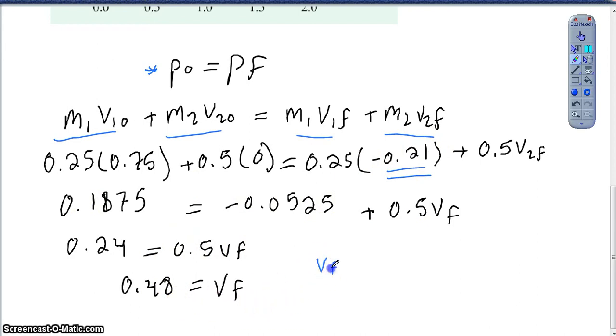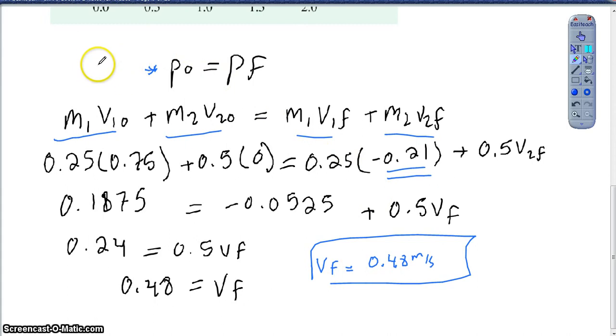So the final velocity for the 500-gram cart is 0.48 meters per second. Again, hopefully a pretty basic problem compared with what we did last year. Maybe a good review of momentum, but as long as there's no outside force, we know momentum is conserved, which gives us a route to then set this up.